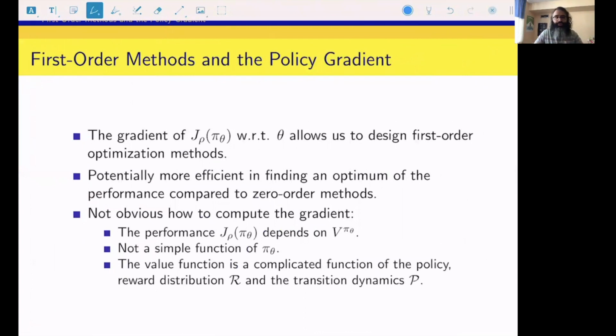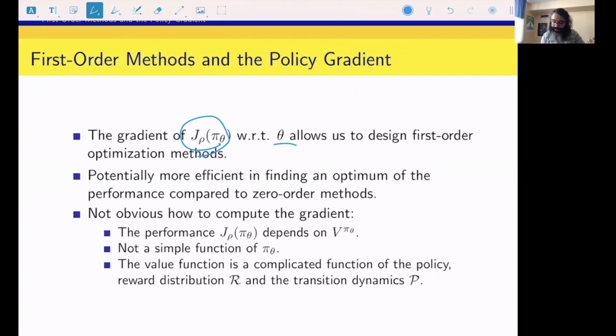Today I'm going to talk about first order methods and especially policy gradient based methods. Here the idea is that instead of just using zero order information, let's estimate the gradient of J_ρ(π_θ) with respect to the policy parameter. This basically allows us to use gradient based optimization methods, so essentially we can do gradient ascent in order to maximize the performance.